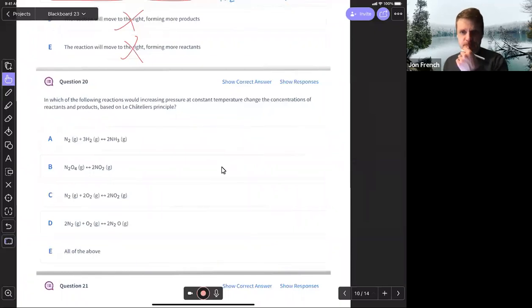So question 20. Which of the following reactions would increasing pressure at constant temperature change the concentration of reactants and products based on Le Chatelier's principle?